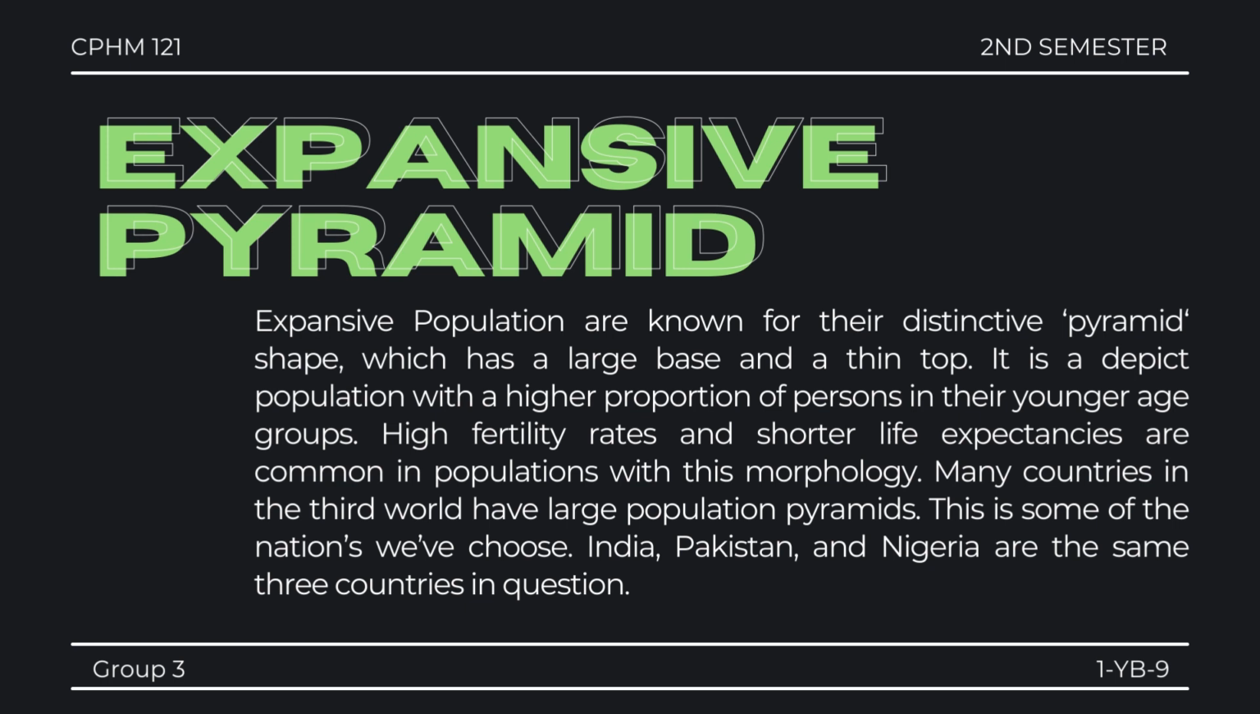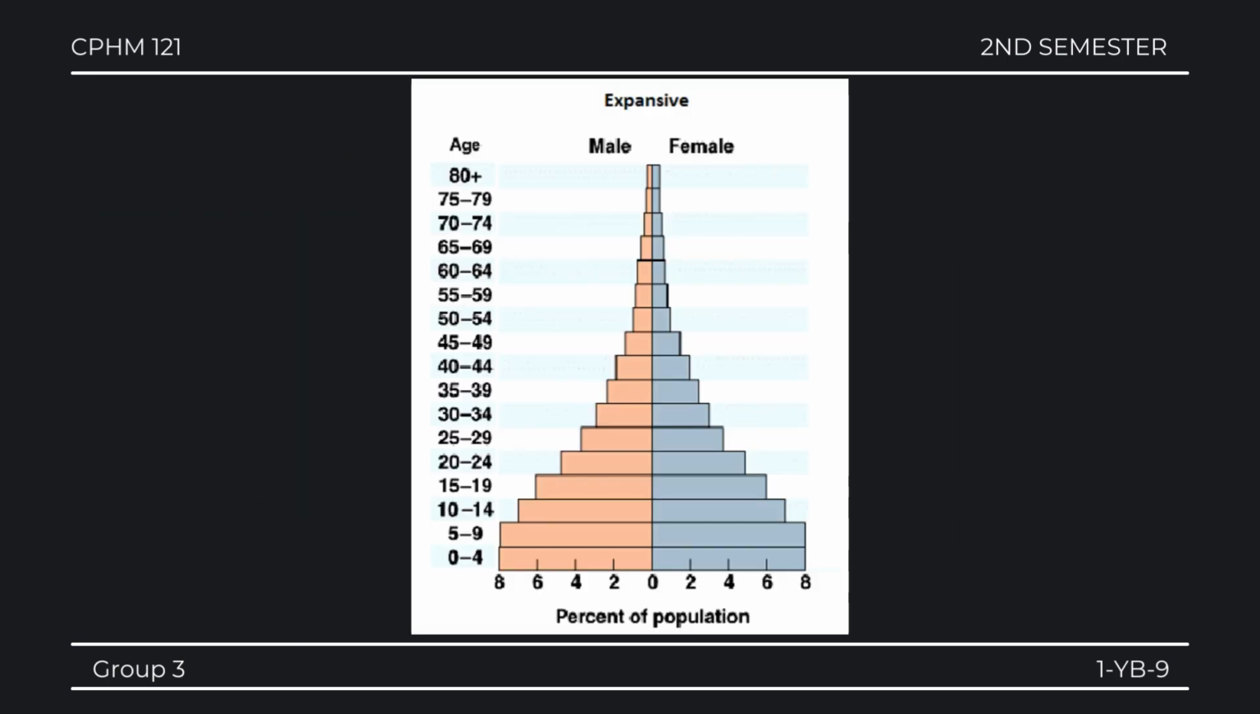These are some of the nations we chose. India, Pakistan, and Nigeria are the 3 countries in question. But before that, this is an example of an expansive pyramid. Just like in constrictive, the vertical part on the left side is the list of ages, while the horizontal part at the bottom is the percentage or size of the population.